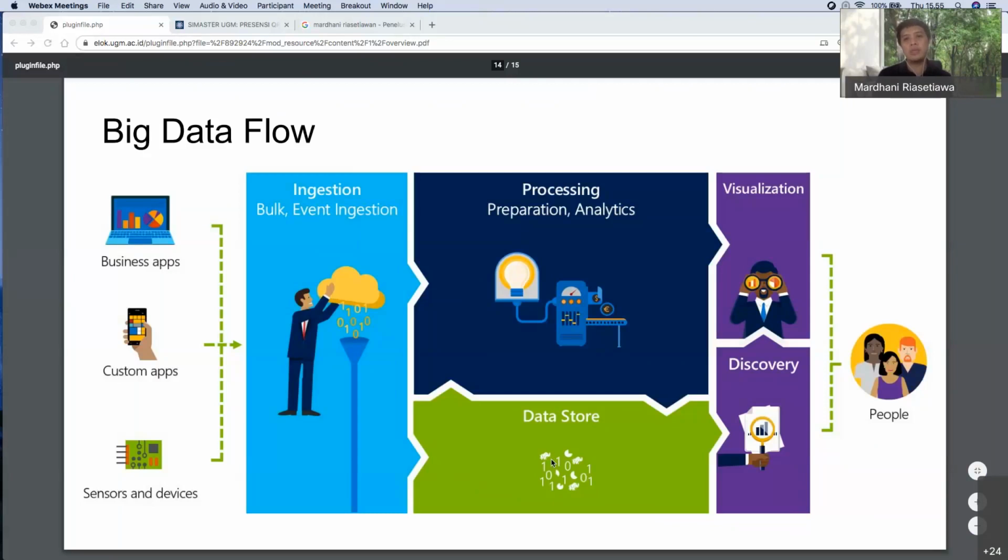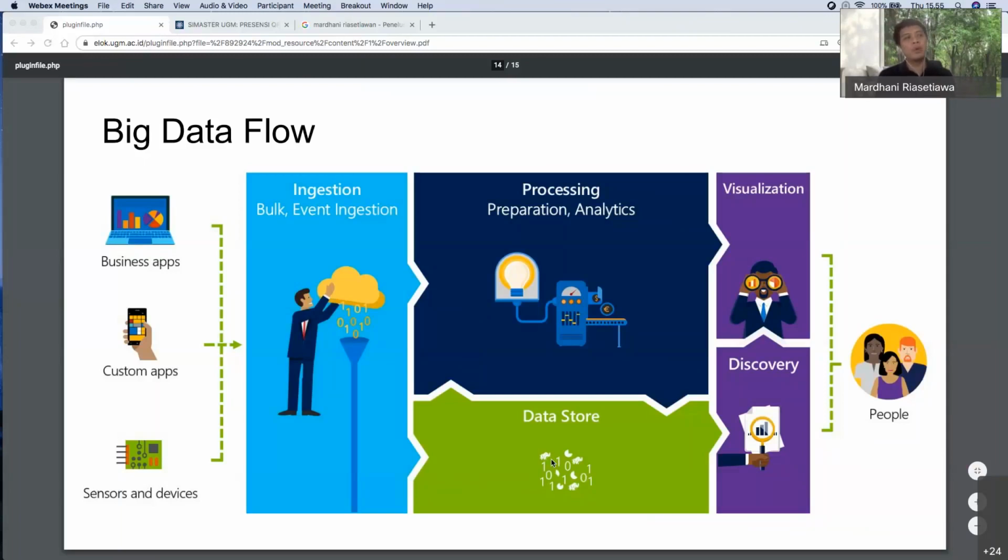It also happens if we choose, for example, a deep neural network, or artificial intelligence and so on. It will be the same thing. After we have the analytics, we can do the visualization and discovery. So that will be the flow. Yeah, we need to follow the flow.